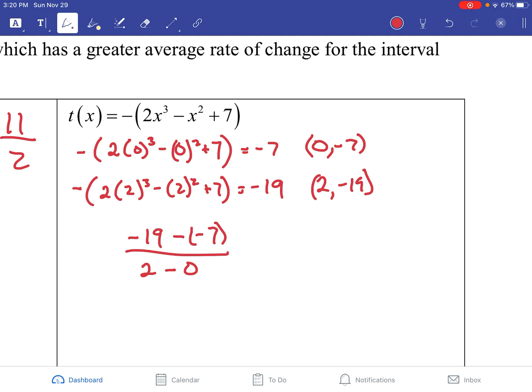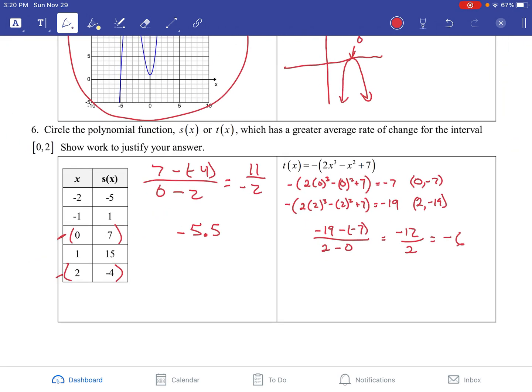All right, so moving on, that's going to be negative 12 over 2, which gives us negative 6. Well, negative 6 is a steeper slope than negative 5.5, so this would be your answer.